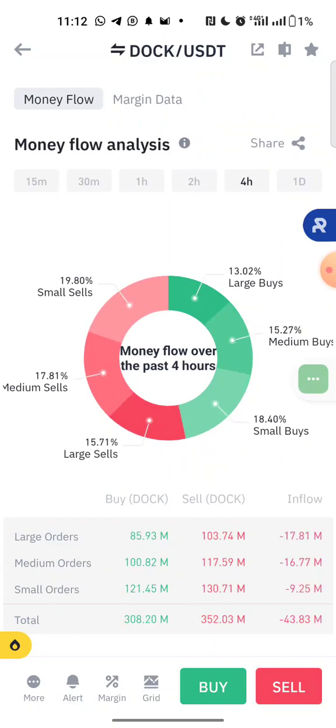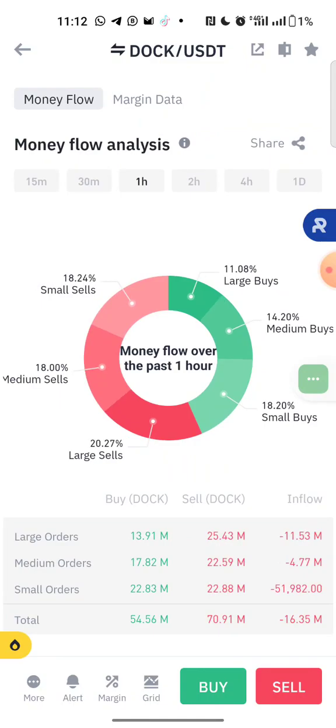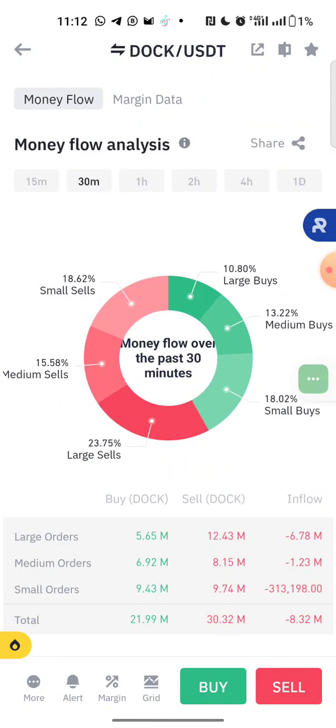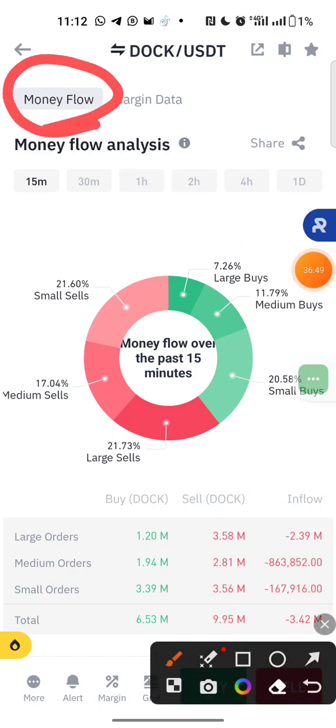In 4 hours, the sellers are dominating. In 2 hours, the sellers are dominating. In 1 hour, the sellers are dominating. In 30 minutes, the sellers are dominating. So it means that although this coin is doing well, the sellers are more than the buyers. Please use this money flow indicator. It is very, very important.